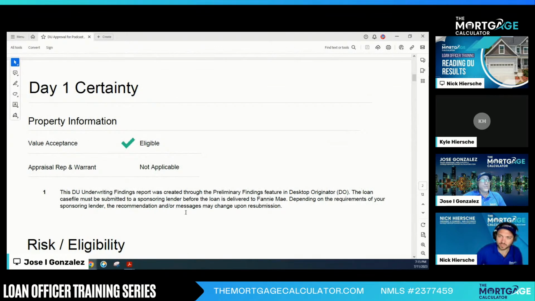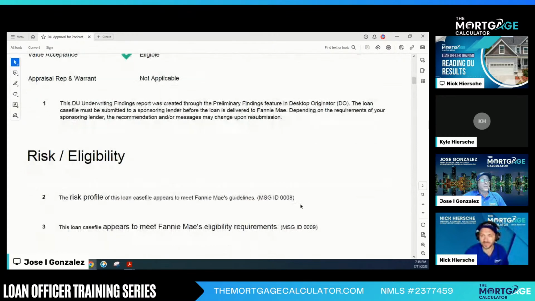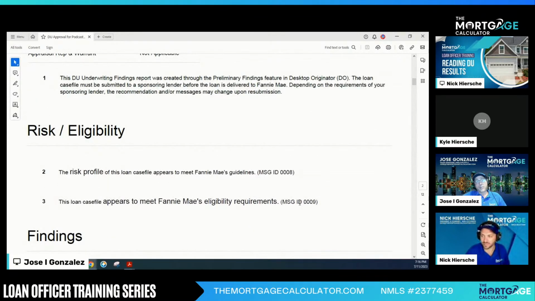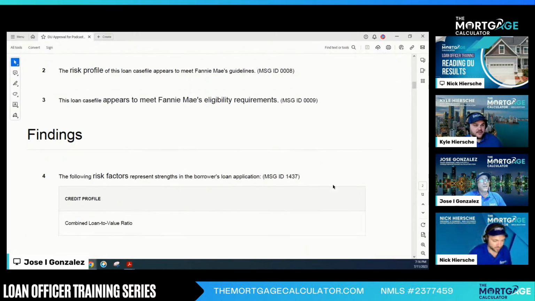So here we go. Risk eligibility. Now this is a good sign here. Value acceptance eligible. You'll see when we get a little bit further down in the report, once we talk about the appraisal, a nice little present we got there. So here, obviously, it's approved eligible, so this is all going to be good. The risk profile appears to meet Fannie Mae guidelines. Obviously, the underwriter is going to give it the final check off, make sure all the I's are dotted and the T's are crossed.